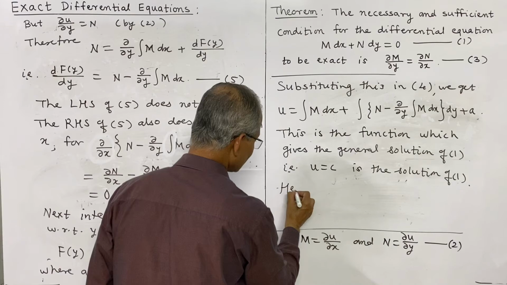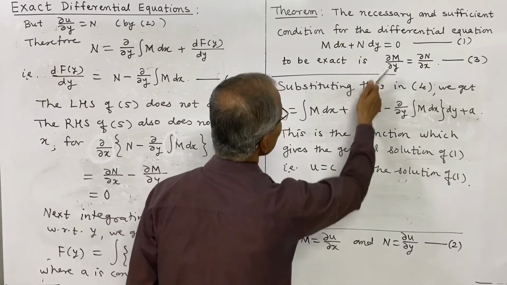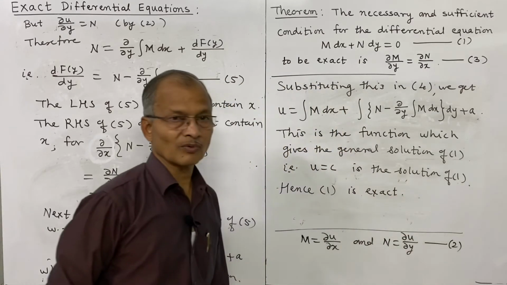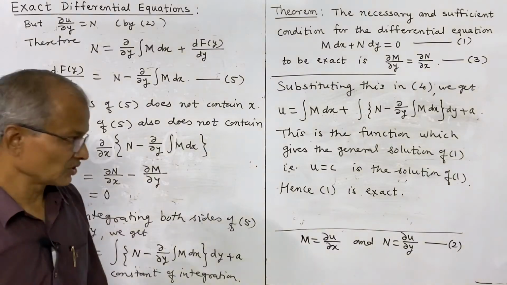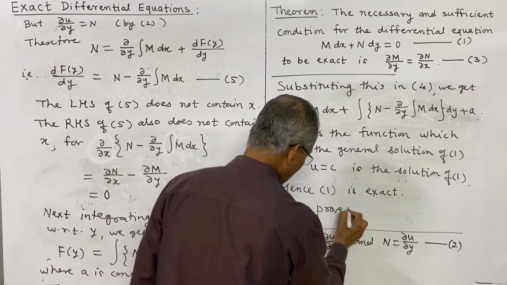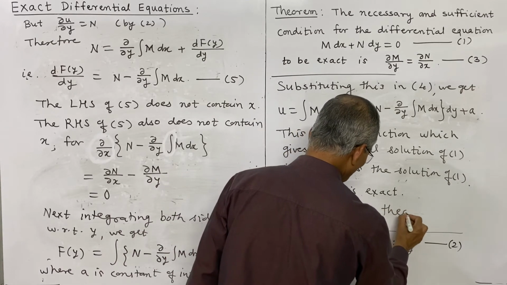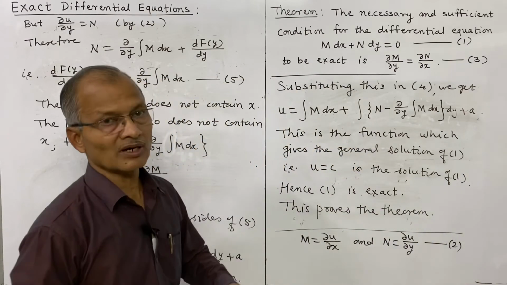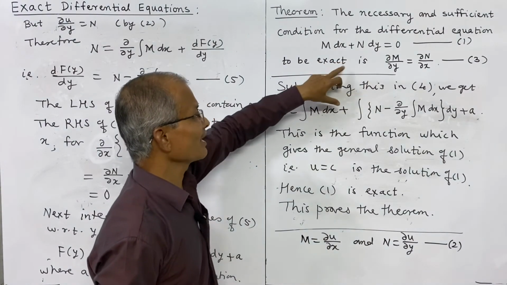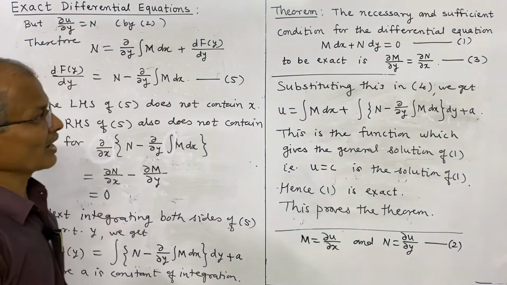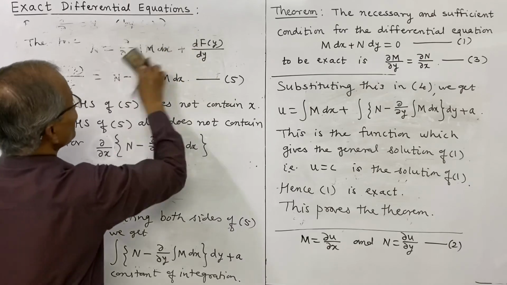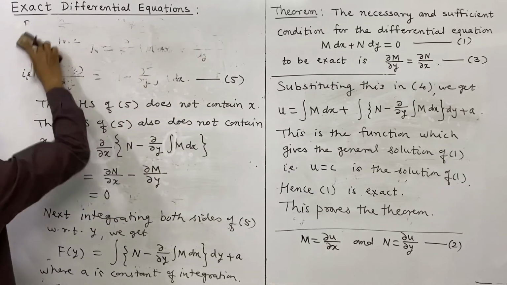Hence 1 means this differential equation is exact, and this proves the condition is sufficient, and this proves the theorem. Thus we have proved that the necessary and sufficient condition for this first order differential equation m dx plus n dy to be exact is dou m by dou y is equal to dou n by dou x. And now we will write a working rule for solving exact differential equation.